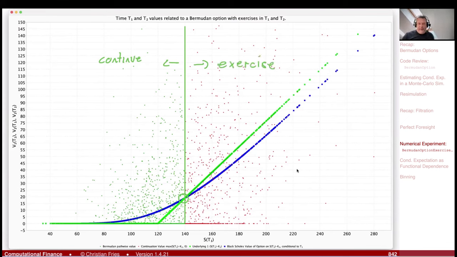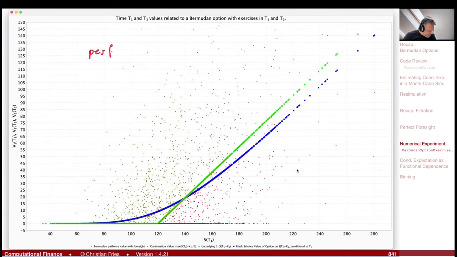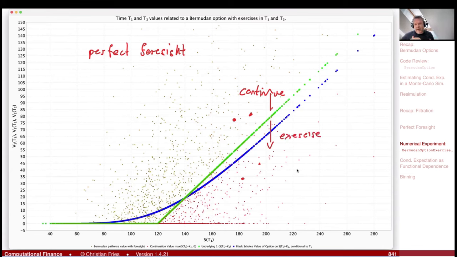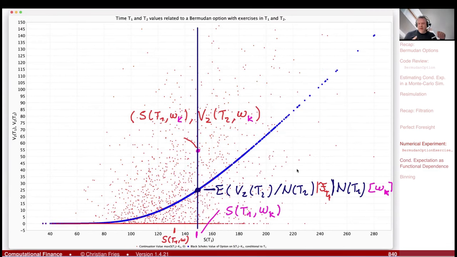But for perfect foresight, you just compare: is the dot that you observe, so these dots here, above the green line or is it below the green line? And you see, now your decision is on a vertical range, so it uses information from the future.